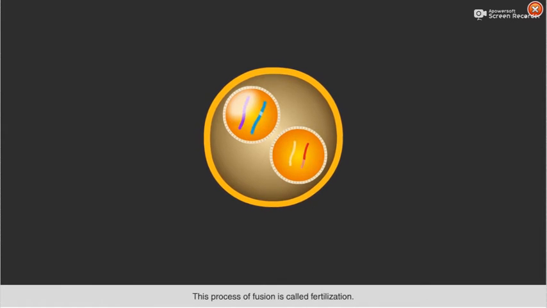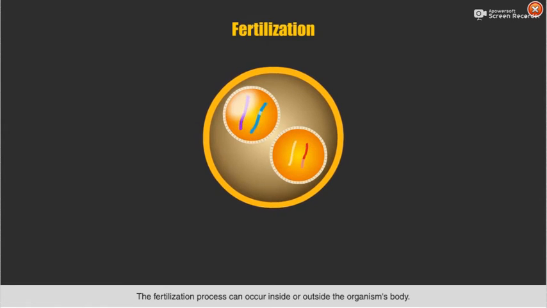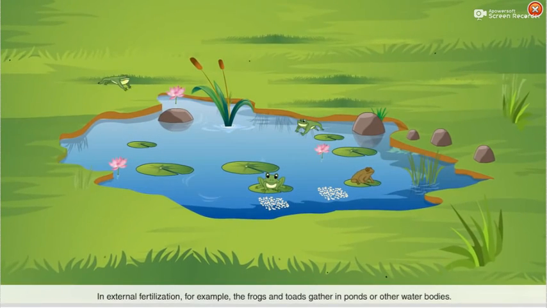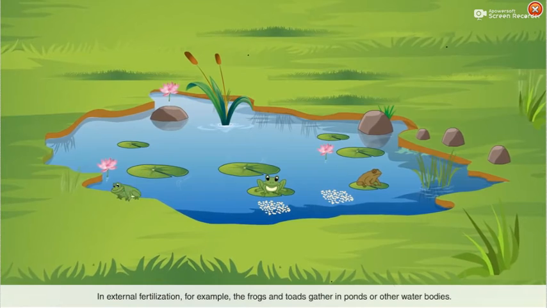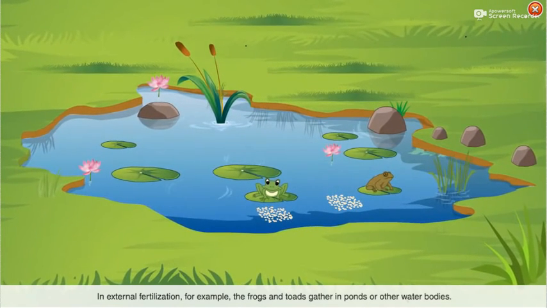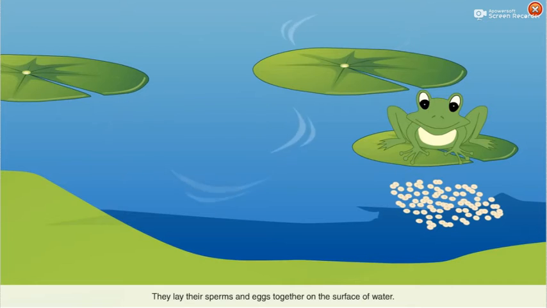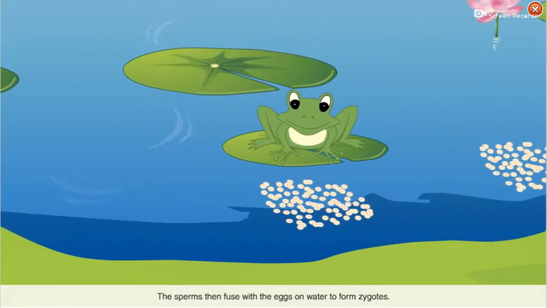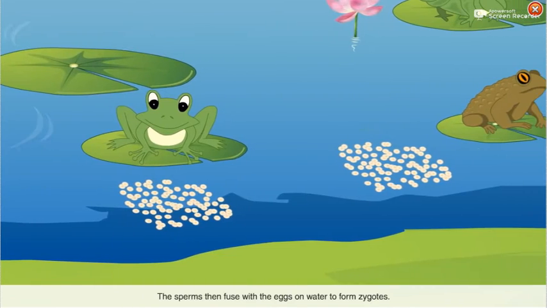This process of fusion is called fertilization. The fertilization process can occur inside or outside the organism's body. In external fertilization, for example, the frogs and toads gather in ponds or other water bodies. They lay their sperms and eggs together on the surface of water. The sperms then fuse with the eggs on water to form zygotes.